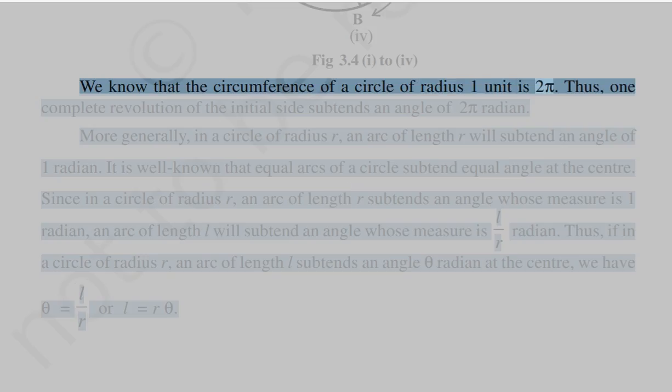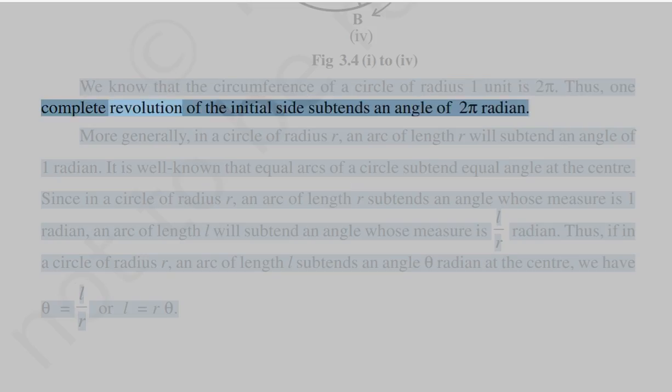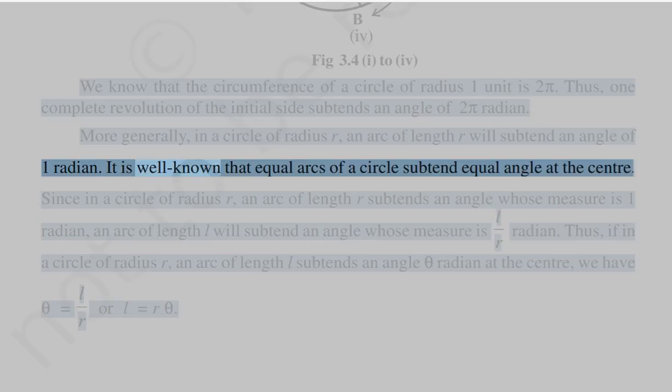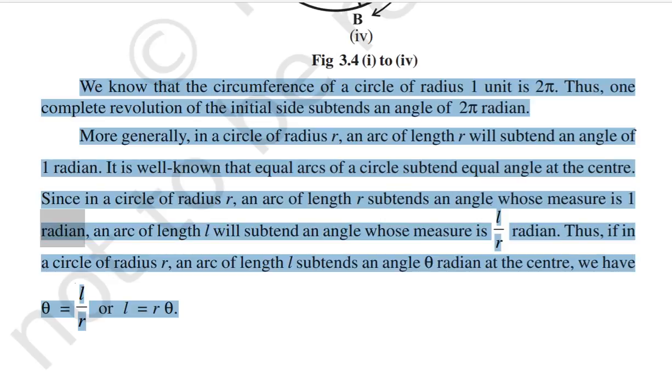Radius 1 unit is 2 pi. Thus, one complete revolution of the initial side subtends an angle of 2 pi radian. More generally, in a circle of radius r, an arc of length r will subtend an angle of 1 radian. It is well known that equal arcs of a circle subtend equal angle at the center. So what they are telling is the circumference of a circle of radius 1 unit is 2 pi, but NCERT made a printing mistake.